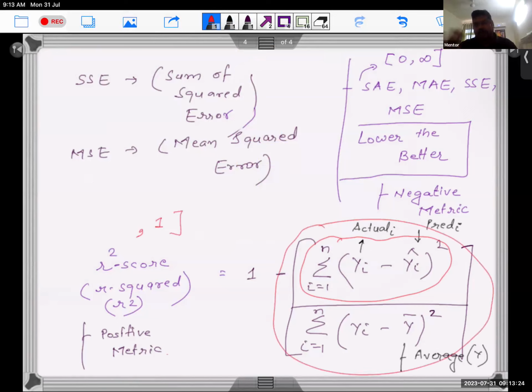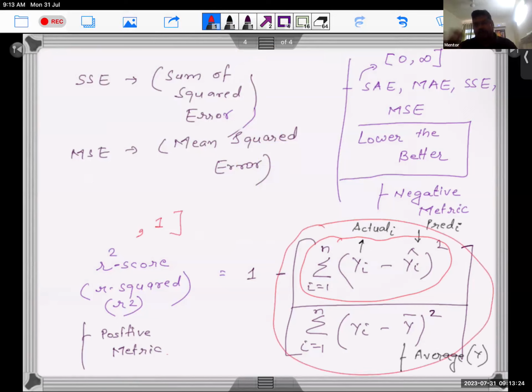How good the model is fitting to your data. So this is one such positive metric which people use to determine if a model is good or bad, just like other metrics, negative metrics that you have seen. Now my next question is an IQ question. Please think about this. How do you convert a negative metric to a positive metric?